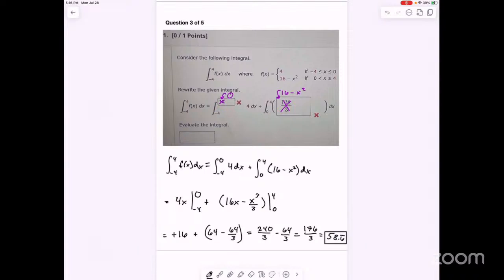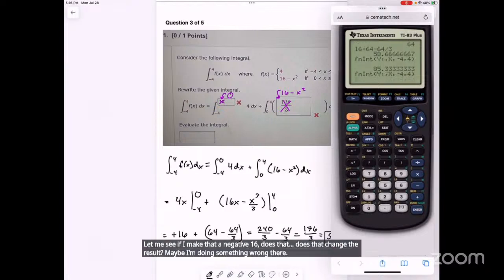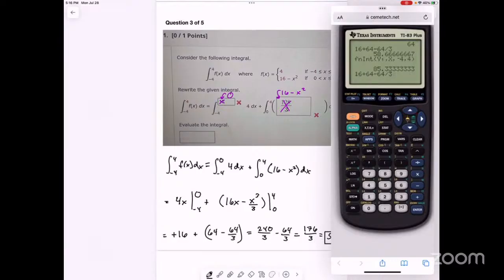4. Negative 4 to 0, and then 0 to 4. That's a 4x. Unless I'm doing that wrong there. But it doesn't make sense to do the negative 4 minus 0. It should be the 0 minus the negative 4. Let me see if I make that a negative 16. Does that change the result? And maybe I'm doing something wrong there. So instead of a positive 16, if I made that a negative 16, no, that's not it.